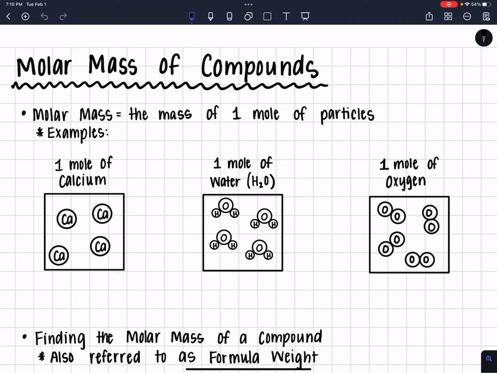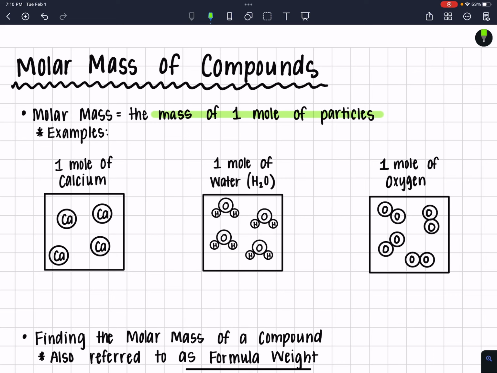Okay, this lesson is on finding the molar mass of compounds. So we've learned about what a mole is, and we've learned about what molar mass is, and how molar mass is just how heavy, or the weight or the mass, of a mole of particles. And again, we don't know how many particles are in a mole. We just all agree as chemists that a mole has an equal number of particles in it as anything else.